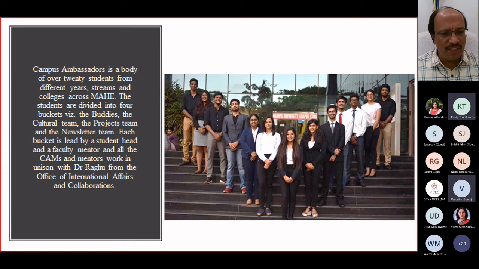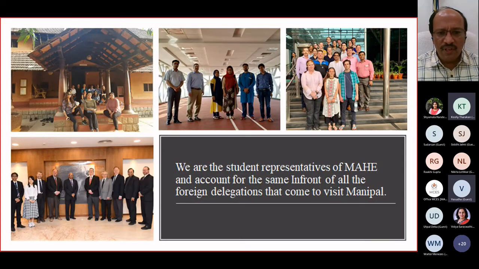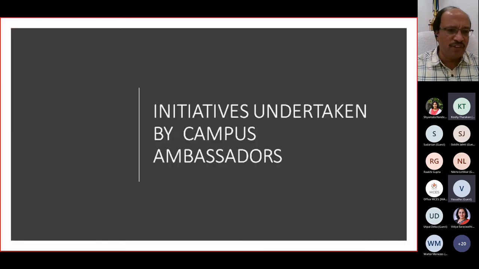Each of this is led by a student head, and a faculty mentor for each of the team. And all these are working under Dr. Raghu in international office. And whenever a foreign guest or foreign students are visiting Manipal, these are the people who are going to interact with them, and they represent a student community, and also they accompany these foreign delegates, students as well as the delegates, to take them around, show them Manipal. The spirit of Manipal is explained to them by these set of students.